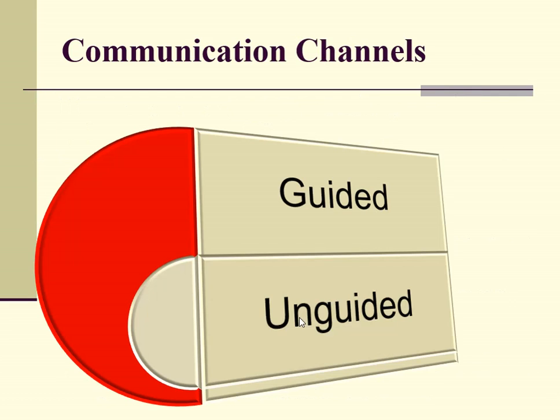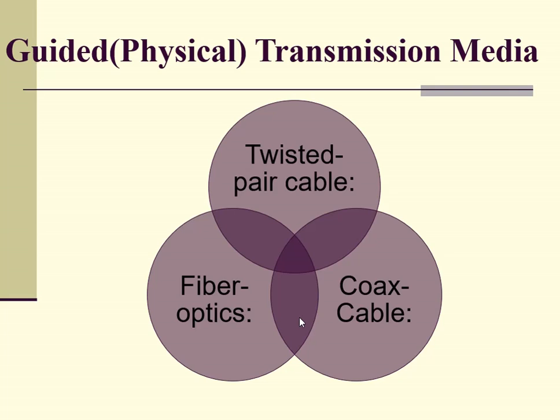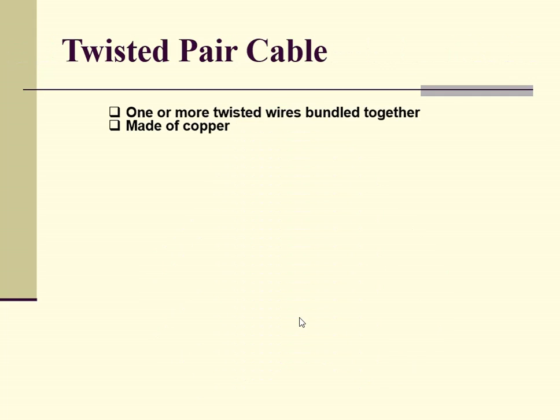Now, moving to the communication channel. In a communication system, there should be some physical or wireless medium for the transfer of data. This medium is called the communication channel. There are mainly two types of communication channels: guided media and unguided media. This is the diagram for communication. Here we have wireless communication and physical communication. For physical transmission media, that is guided media, we have three examples: twisted pair cable, fiber optic cable, and coaxial cable. First one, twisted pair cable.